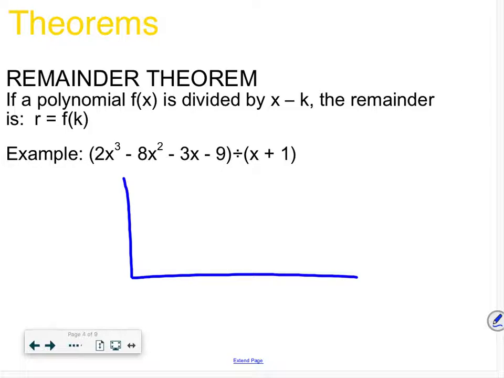Yes. Okay. If we're dividing by x plus 1, what goes out here? Negative 1 goes out there. X minus k, we throw k over here. Okay? And then 2x cubed minus 8x squared minus 3x minus 9.